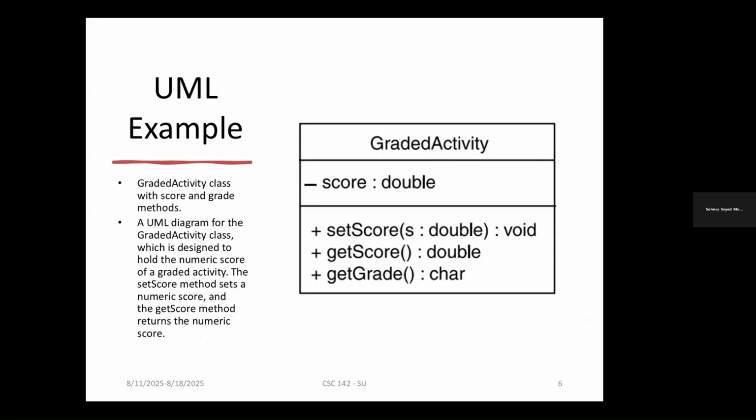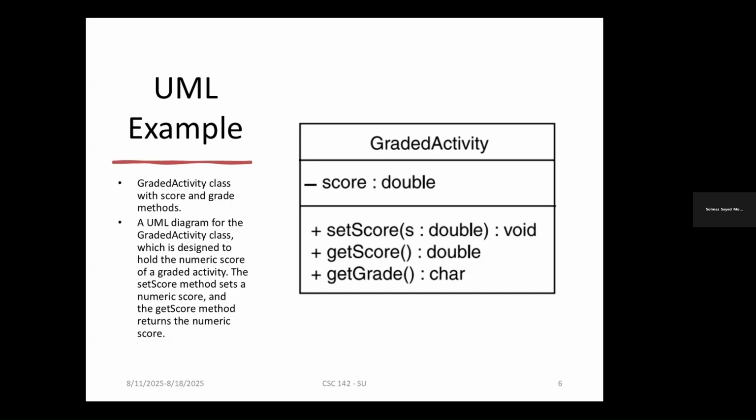Here you can see a UML example. In the UML example, we have three sections separated by lines. The first one is the name of the class, GradeActivity. The second one is a field. The field is score, and you can see the negative symbol, that's private. The data type is double. And we have some methods, the last part of the rectangle.